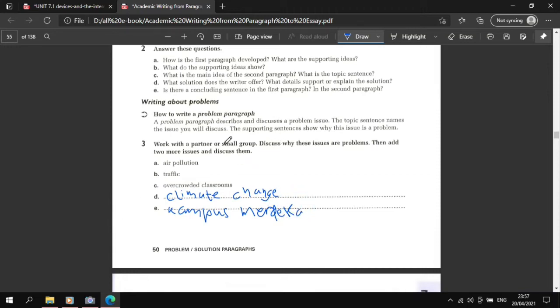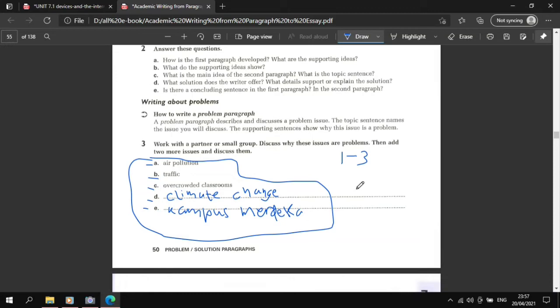So you have to discuss these 5 topics with your other 2 friends. In one group there are 3 people. Please discuss this. Your discussion must be written. Please explore the problem and also the solution that you give. For example, air pollution: you type it on Microsoft Word. You type the topic. Wait a minute, let me open my Microsoft Word so it will be easy for you.